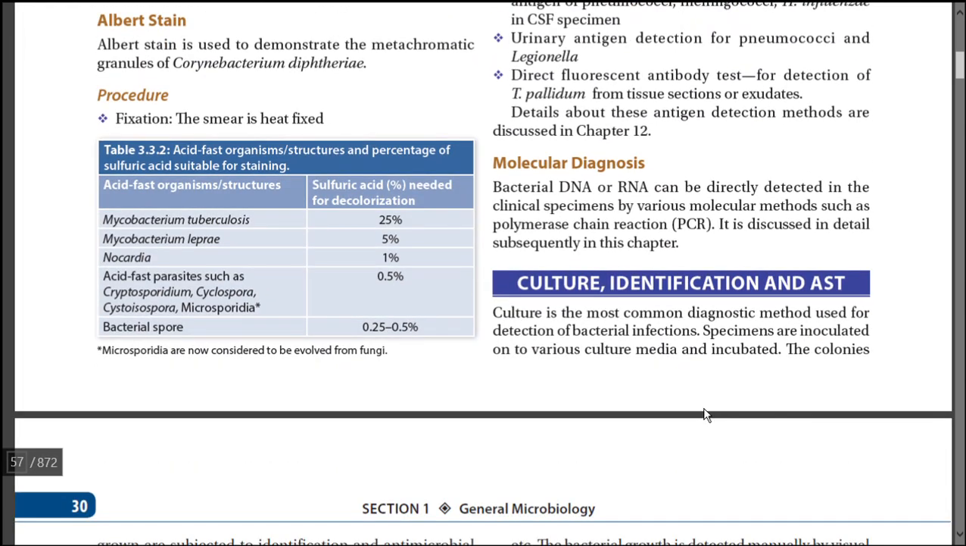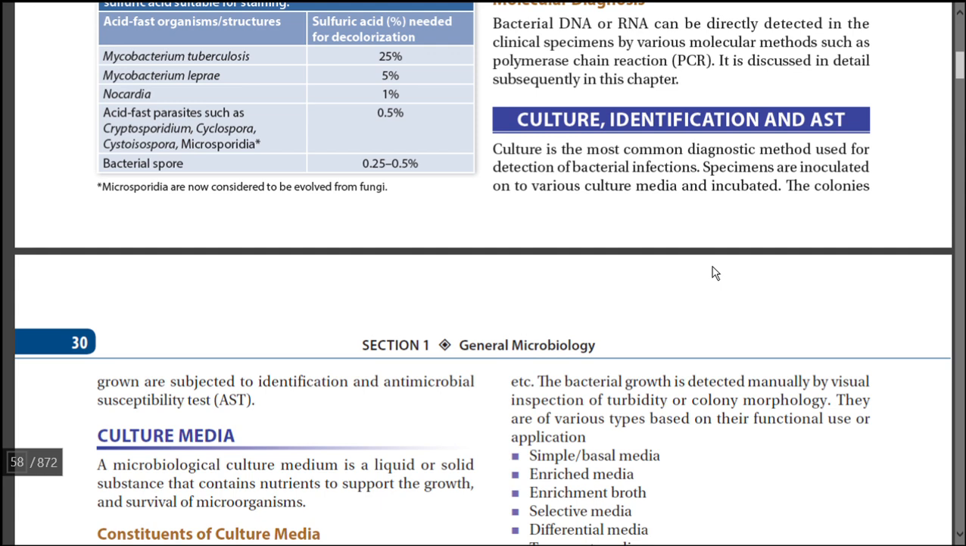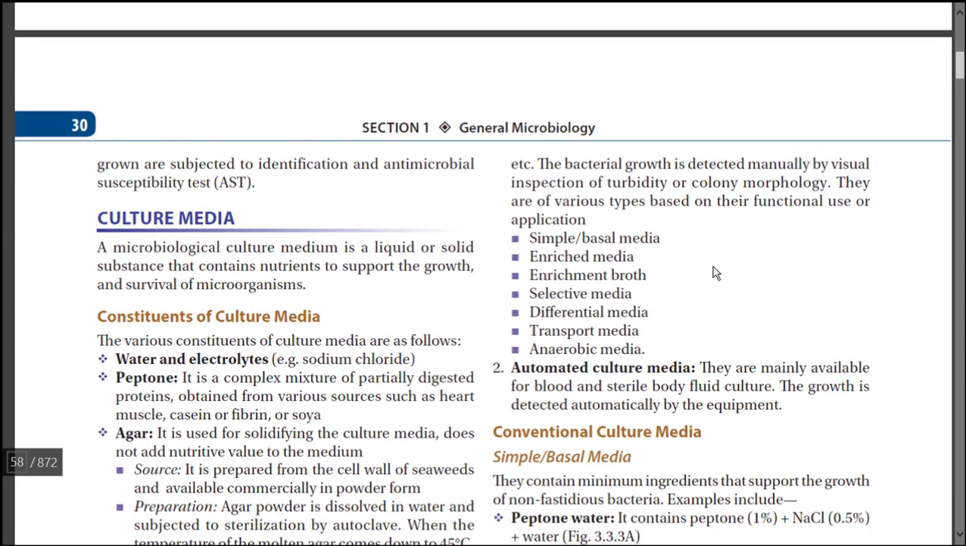Next, let us see molecular diagnosis. Bacterial DNA or RNA can be directly detected in clinical specimens by PCR. This is a very important concept. Next, culture identification and AST. We will see what culture media is. As the name indicates, it is a microbiological culture medium, either liquid or solid, which contains nutrients to support the growth and survival of microorganisms.